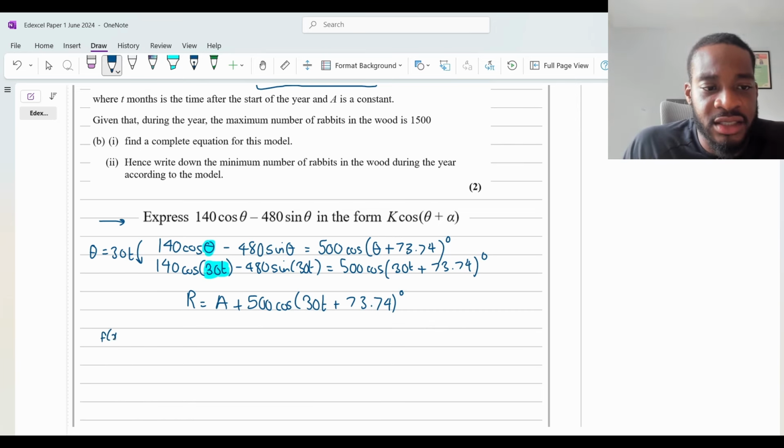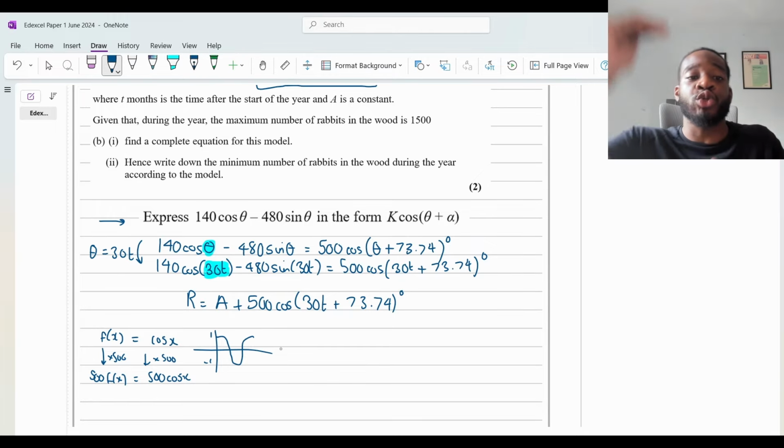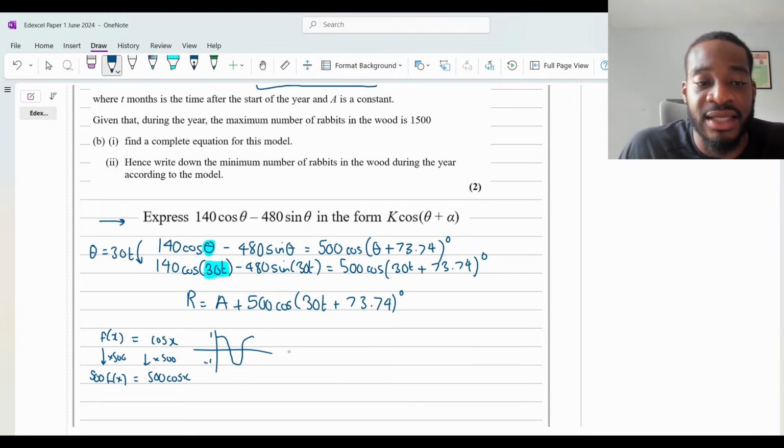Let's say I have f of x, this is an example, equal to cosine of x. We know that this graph oscillates between 1 and minus 1. Let's say I've got 500 cos x. That is the same as 500 f of x, because you just times by 500. But what does that do to your graph? Graph transformations. It's just a vertical stretch, and it multiplies every y coordinate by 500. So the new graph will be stretched up like that, and then that's 500, and that's minus 500.